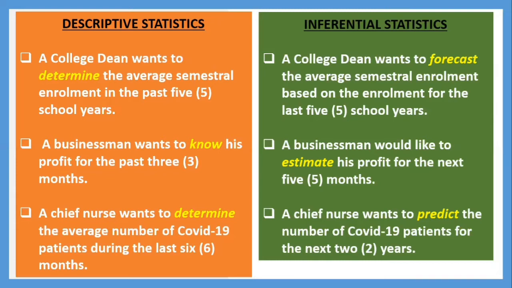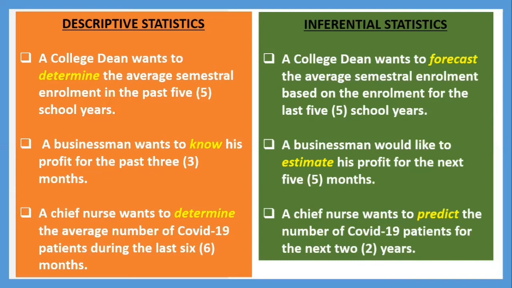Another example under descriptive statistics, a businessman wants to know his profit for the past 3 months. So the verb that was used is know, meaning to say the businessman is just trying to know, just wants to describe his profit for the past 3 months. And in contrary, in inferential statistics, a businessman would like to estimate his profit for the next 5 months. So that makes it inferential because the businessman is trying to do estimation of his business profit.